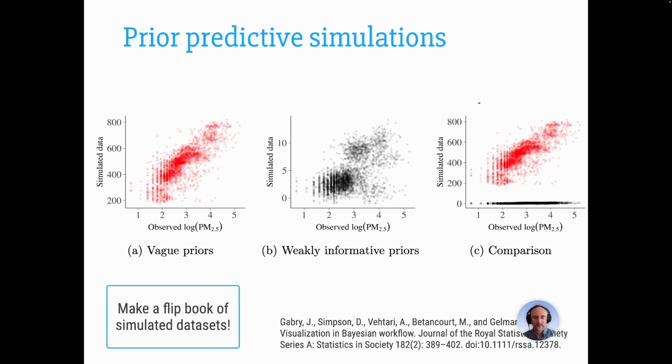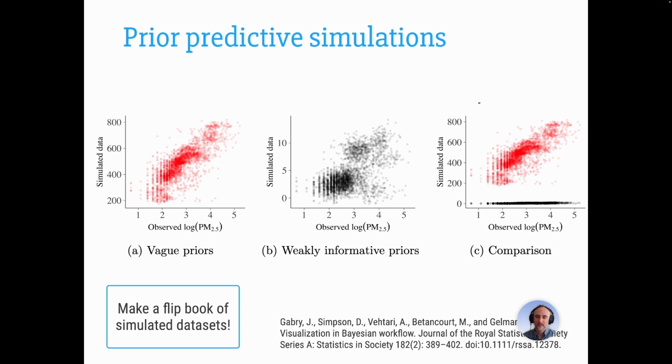This is an example of that at the beginning of that paper on visualization in Bayesian workflow. This is looking at observed log of air pollution, a certain size, PM 2.5 size. So on the y-axis here, we have simulated data, and on the x-axis, we have the observations of the air pollution. On the leftmost panel, we have an example with vague priors. In the middle, we have an example with weakly informative priors. And on the right, we have those same simulated datasets overlaid on the same axes to look at the difference in scale.